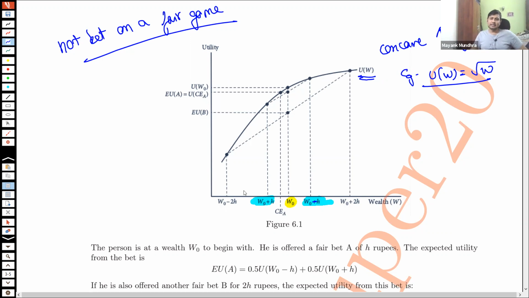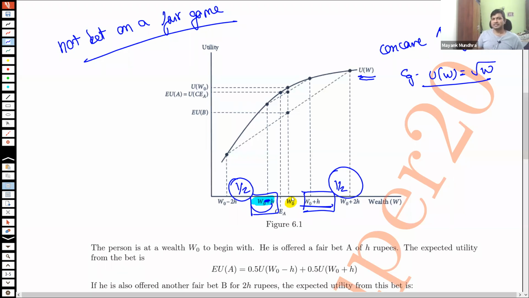But on the flip side, there are certain individuals who are stuck at playing this game. Suppose you are in an agricultural business and your profits depend on how much rainfall you get in a particular year. If the rainfall is good, with half probability you get W naught plus H. With half probability you end up at W naught minus H. So here you have an individual who, without choosing, is by default playing this game of uncertainty.